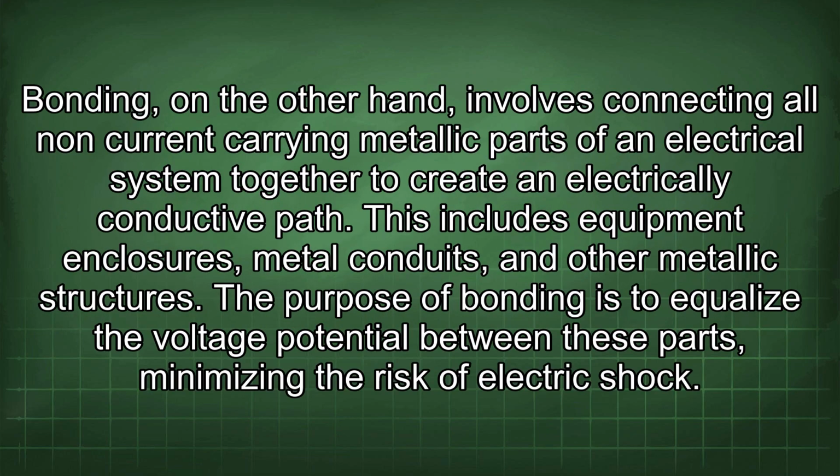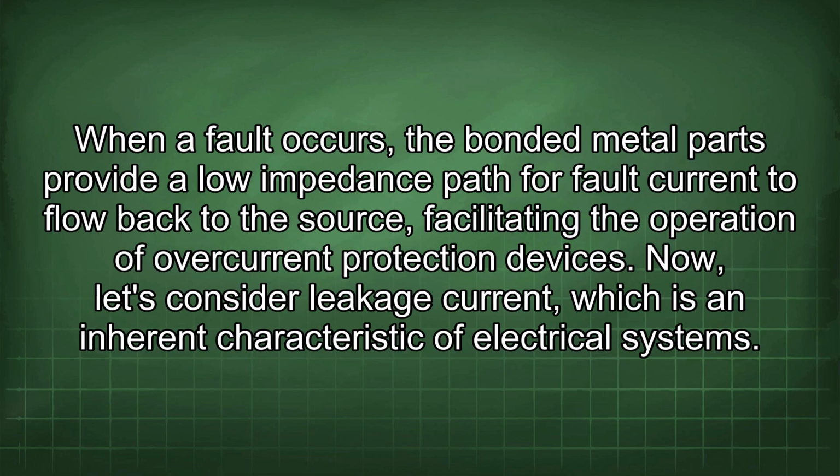Bonding, on the other hand, involves connecting all non-current carrying metallic parts of an electrical system together to create an electrically conductive path. This includes equipment enclosures, metal conduits, and other metallic structures. The purpose of bonding is to equalize the voltage potential between these parts, minimizing the risk of electric shock. When a fault occurs, the bonded metal parts provide a low impedance path for fault current to flow back to the source, facilitating the operation of overcurrent protection devices.